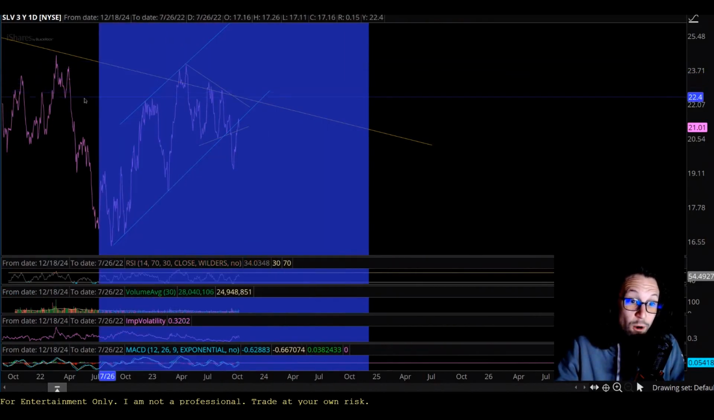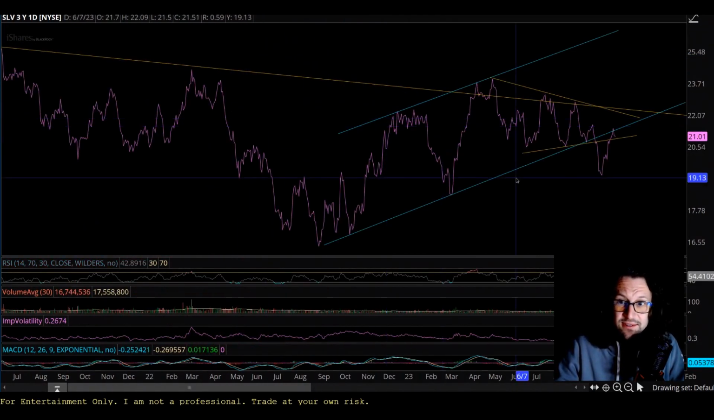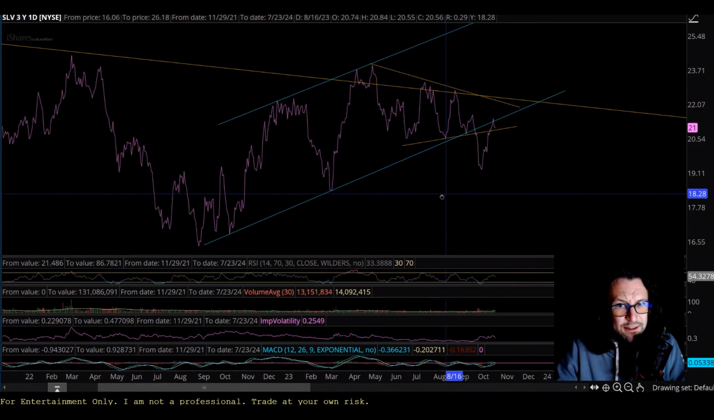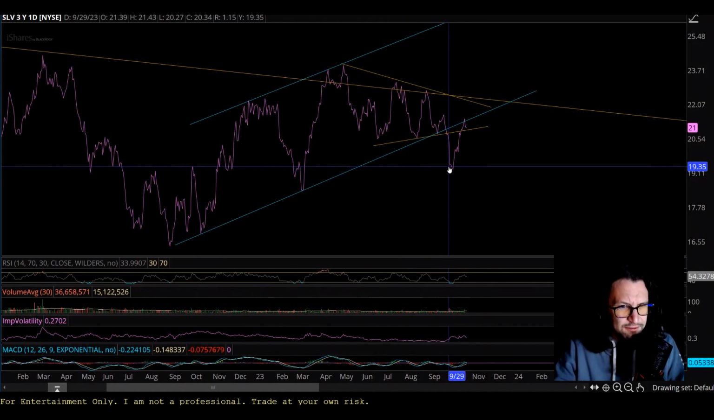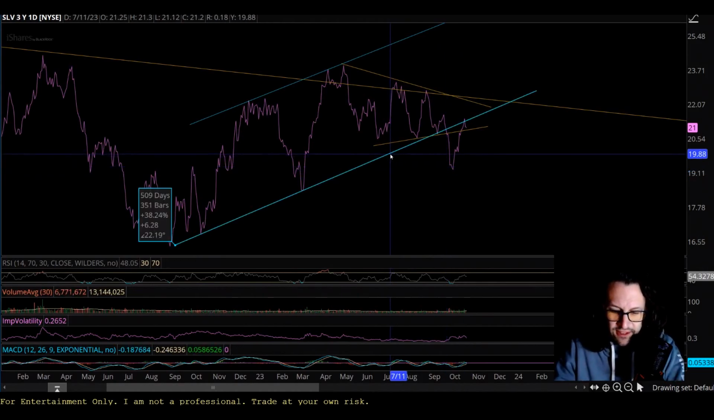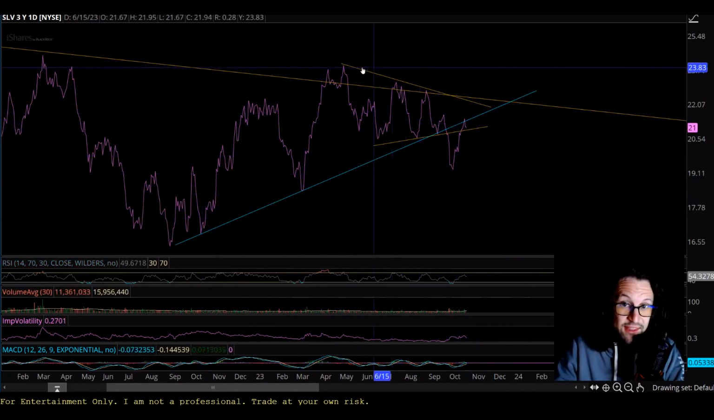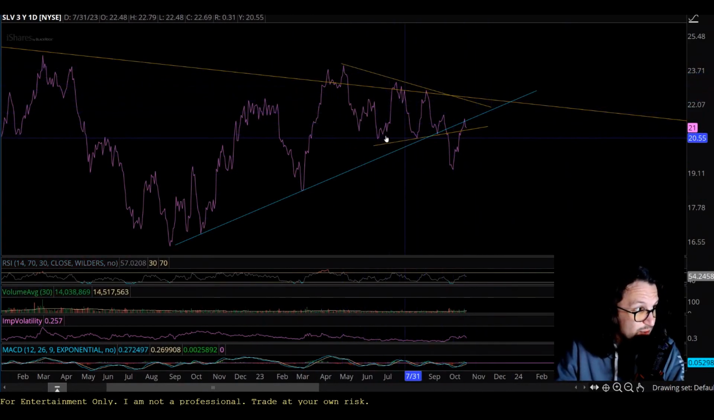It looks like we formed a triangle through here, a symmetrical triangle after an ABC correction. So this actually looks like we might be looking for more upside in the future. Let me just delete some of these lines here. Maybe this channel needs to go away. This uptrend has broken, and that has led to a downward breakout of this triangle you see in yellow.